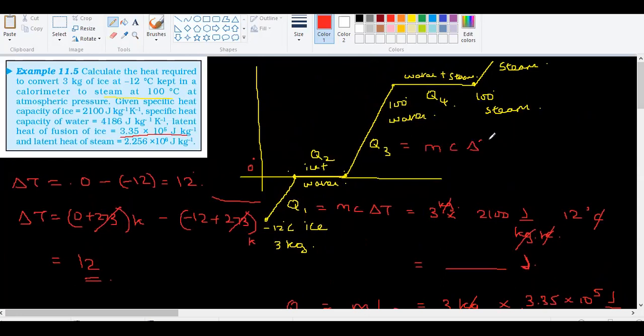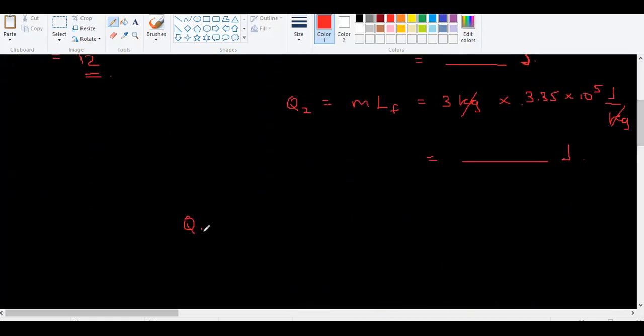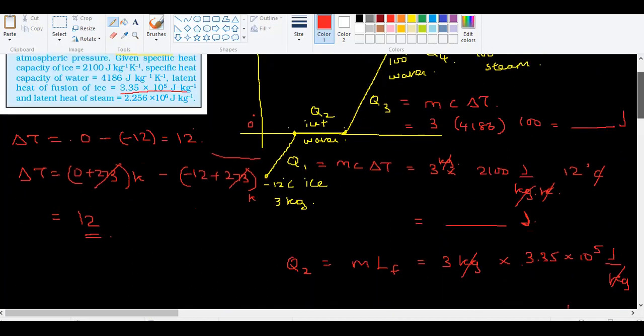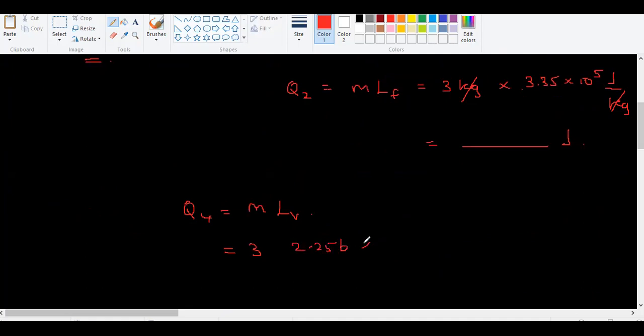So MC delta T. M is again 3 kg. C is specific capacity of water, 4186. Delta T, you are taking from 0 degree water to 100 degree water, which means the delta T is 100. So do the math and find out the joule. Similarly, do the Q4. Q4 is for steaming. Latent heat of vaporization. Latent heat of steam is 2.256 into 10 power 6 joule per kg. This is in kg. So kg cancels, so I'll be getting joules.